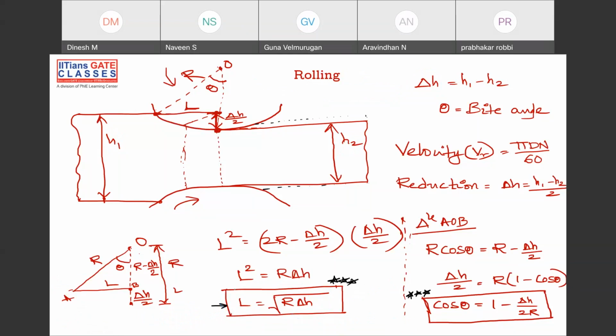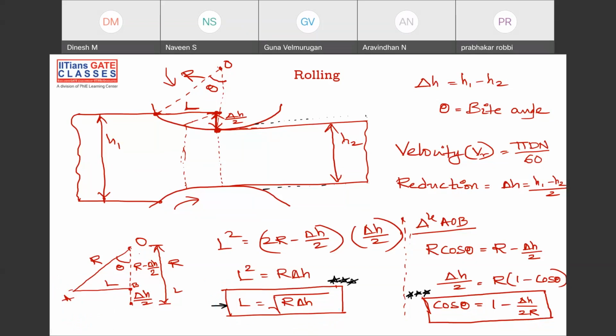Okay, so the important formula is L is equal to under root R delta H. Another thing is you want to find this bite angle. They might also ask you to find the bite angle. So for bite angle, this is the formula: cos theta is equal to 1 minus delta H by 2R. You have to write these formulas. The derivation is there. Let's not go deeper. We have limited time. I'm sorry for that. We can discuss that if we are doing some GATE preparation. But for this, I couldn't go into details because we would need lots and lots of time to discuss this in detail. As of now, for the sake of examination, you have to remember these two formulas. Okay.